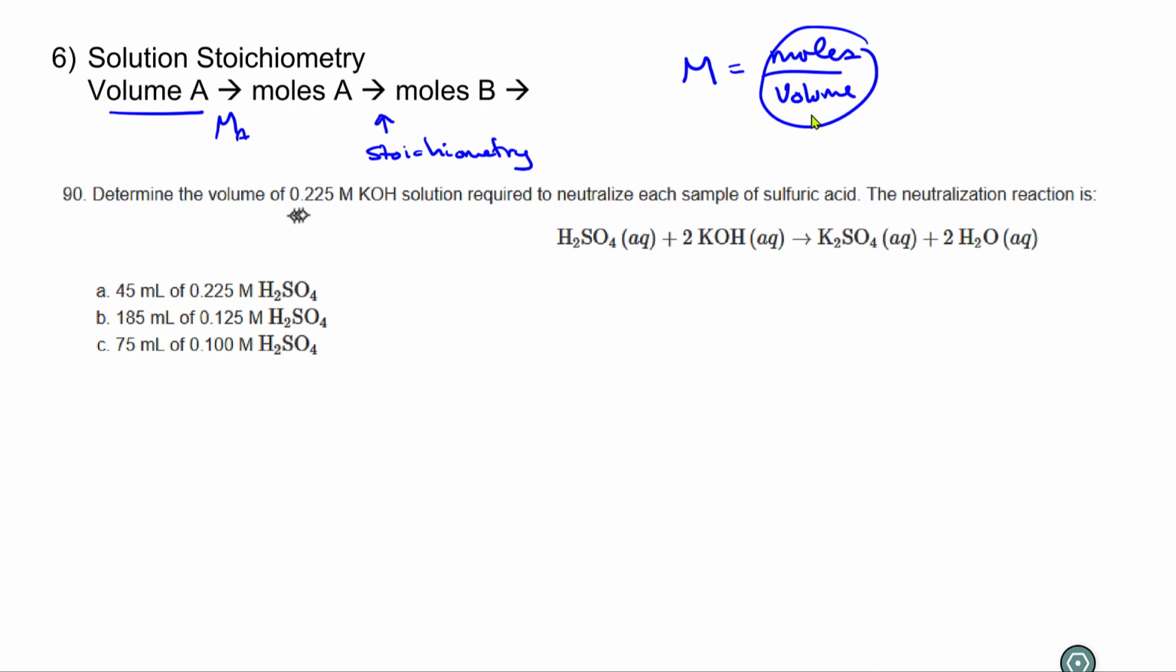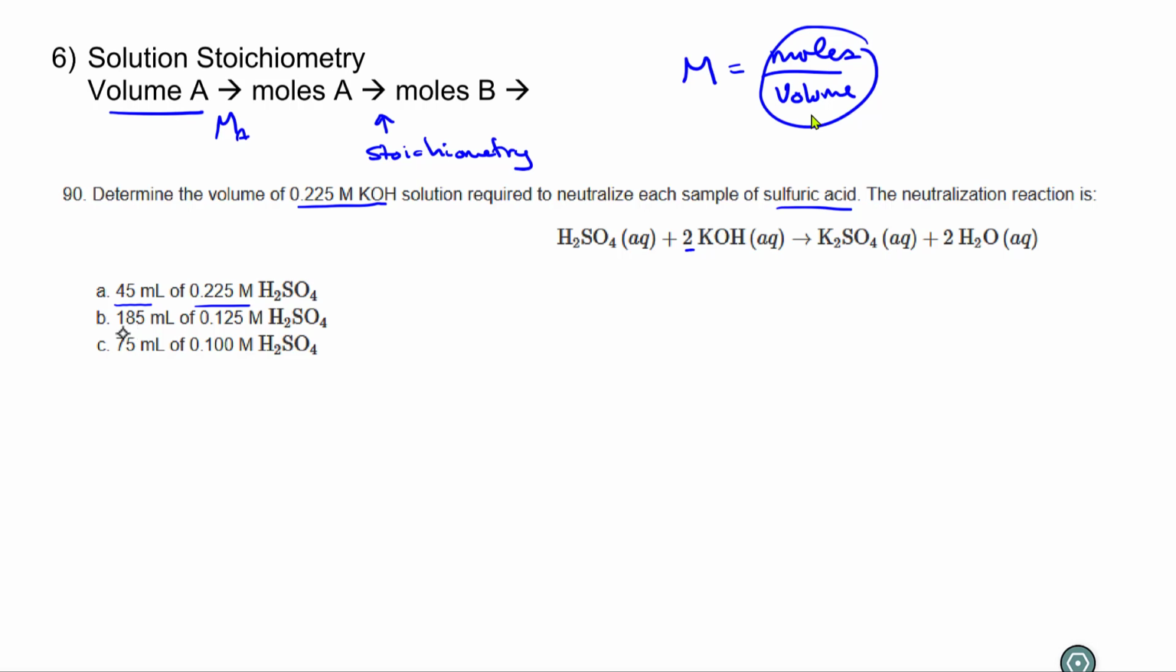So it says, determine the volume of 0.225 molar KOH solution required to neutralize each sample of sulfuric acid. Neutralizing means the moles of potassium hydroxide being used is equal to the moles of sulfuric acid, according to the stoichiometry here. And that gives you the neutralization reaction. So remember, always start with what you can calculate the moles of. So you need a volume, and you need the molarity of sulfuric acid. I'm not going to do A because I don't like that the numbers are the same, but I'll go ahead and do B.